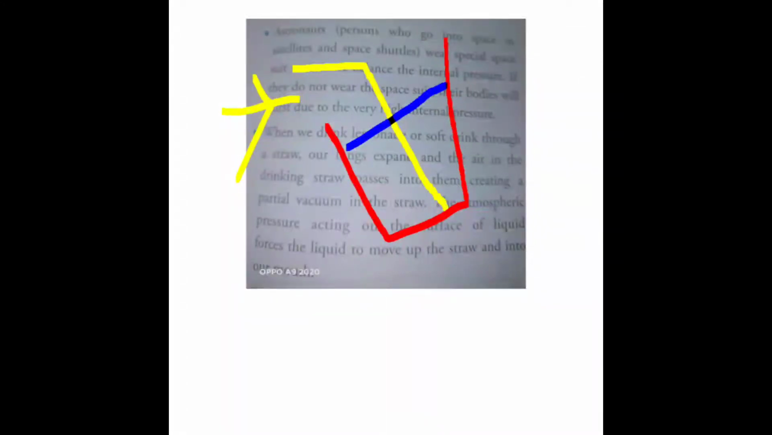That means the air inside this straw is empty. So as there is no air inside the straw, the pressure inside the straw is zero. Now due to atmospheric pressure, this pressure pushes the liquid level, and the liquid level falls in the glass and the liquid climbs up in the straw.